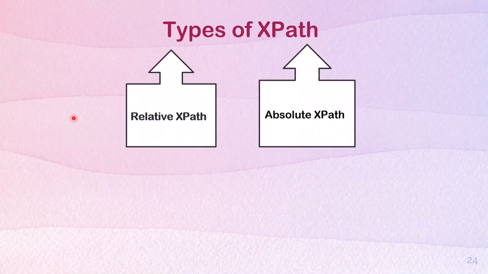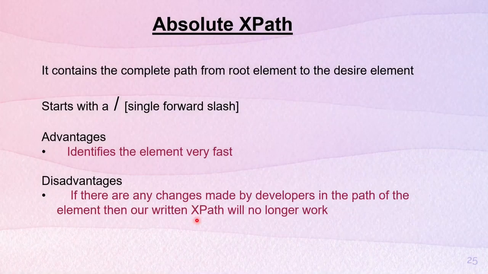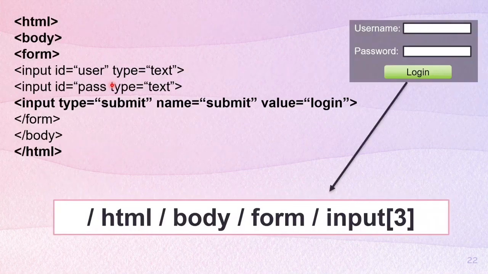Next, now let us understand the different types of XPath: the relative XPath and the absolute XPath. There are 2 types of XPath, relative and absolute. Let's see the absolute XPath. The absolute XPath contains the complete path from the root element to the desired element. For example, here you can see my root element is HTML and my desired element is the input type submit, name submit, value login.